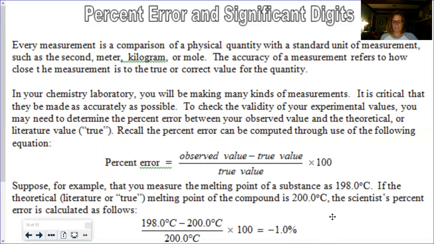As you can read the text on the screen, each measurement is a comparison of a physical quantity with a standard unit of measurement. The accuracy of a measurement refers to how close the measurement is to the true or correct value for the quantity. So percent error is a measure of accuracy. And you'll see in just a moment that it's a numerical representation, a quantity that we can discuss.